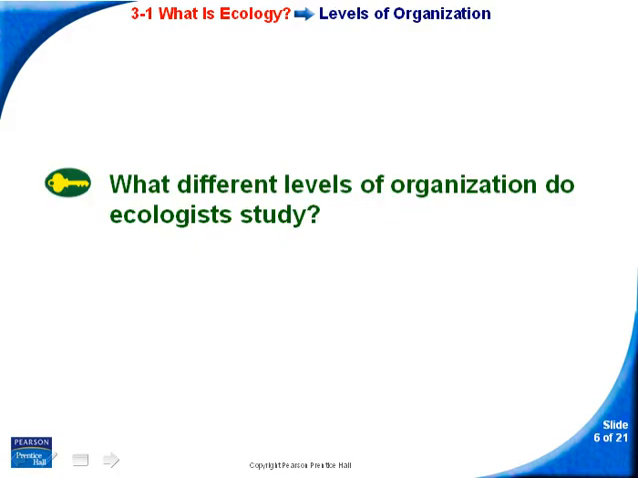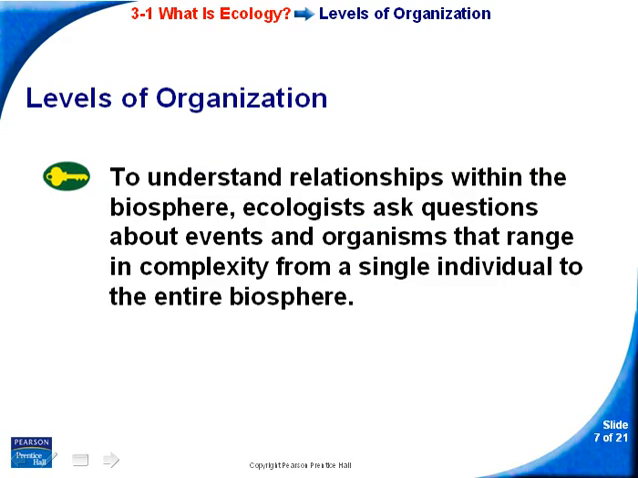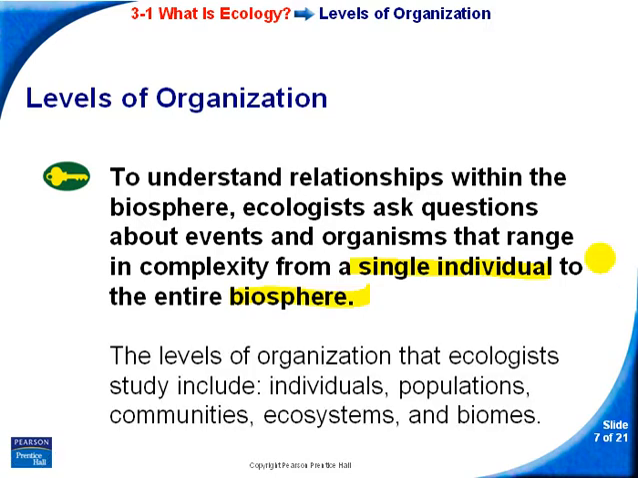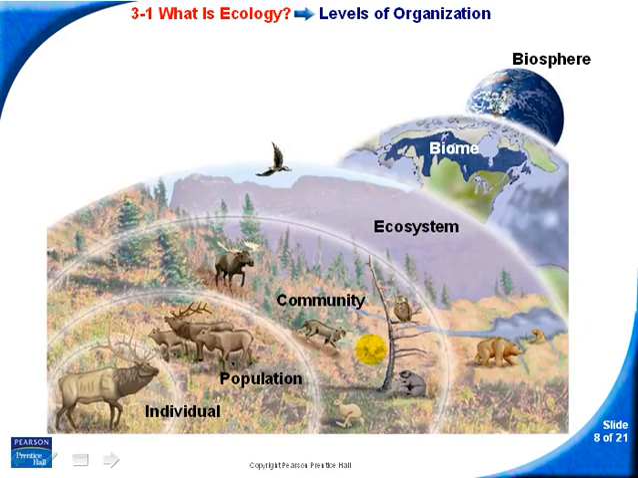So what different levels of organization do ecologists study? Well, this is very similar to what we talked about before. The range can go from a single individual to an entire biosphere. And if you remember, we talked about the 8 levels of organization. We also included cells and molecules and atoms, right down to the very smallest level possible. But we're going to start with the individual here and go upward. So you can see here are the levels of organization, and on the next page we can see them.